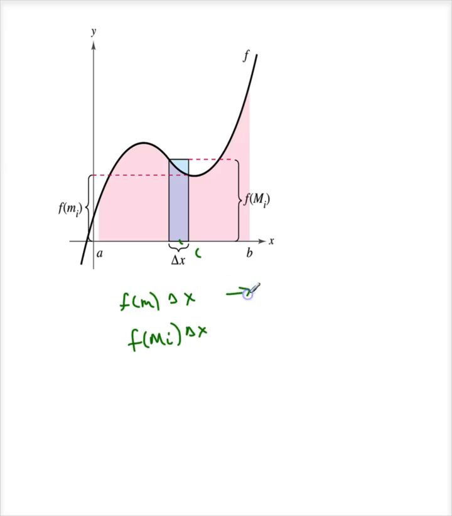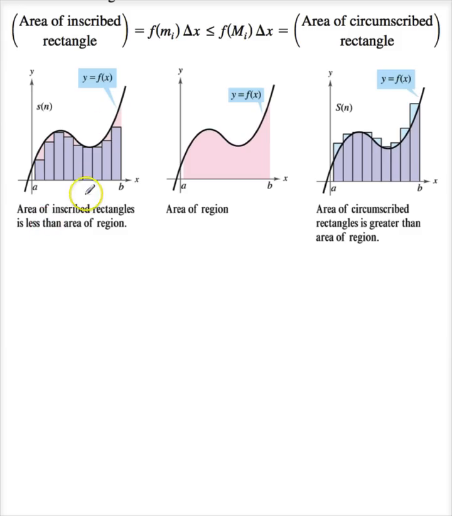So this is the area of an inscribed rectangle, and this is the area of a circumscribed rectangle, where we define an inscribed rectangle as lying inside the ith region. Now you see it doesn't have to be at one endpoint. And a circumscribed rectangle lies outside of the region. And the area of the actual region is always somewhere between those two.